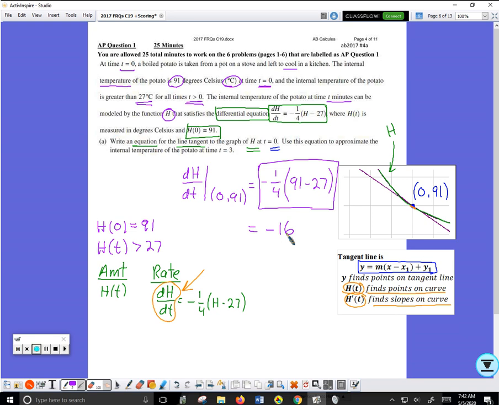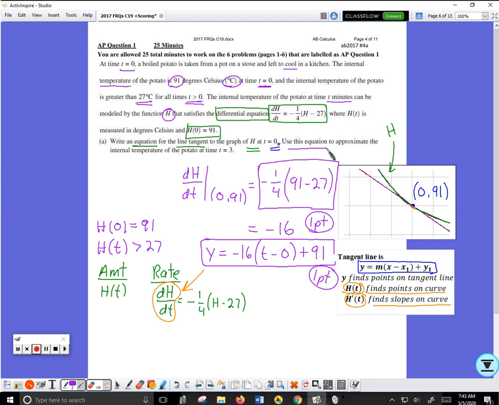So now I write the equation of the line tangent is going to be y equals negative 16 (t minus 0) plus 91. That's my equation of the line tangent. So that got me to here. They give me 2 points for that: 1 point for finding the correct slope, and another point for putting it in the tangent line equation formula.